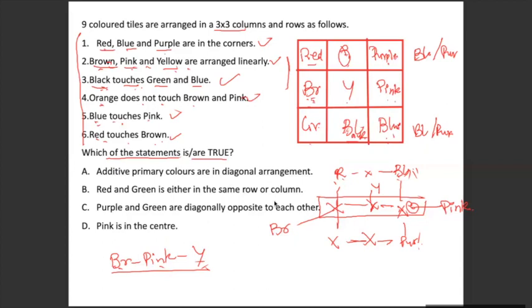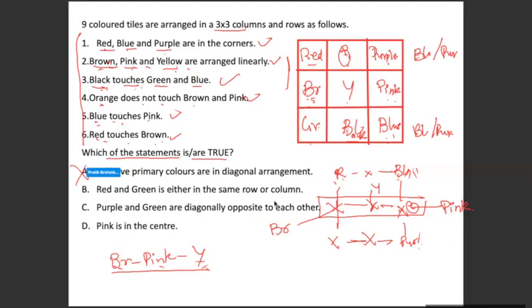Now I will look at which statements is or are true. The first one, additive primary colors are in diagonal arrangement. No, they are not, because in diagonal arrangement, we also have purple, yellow and green. Okay, that is also coming there. Red, yellow, blue are also coming, but purple, yellow, green are also coming in diagonal arrangement. So we say that is not true.